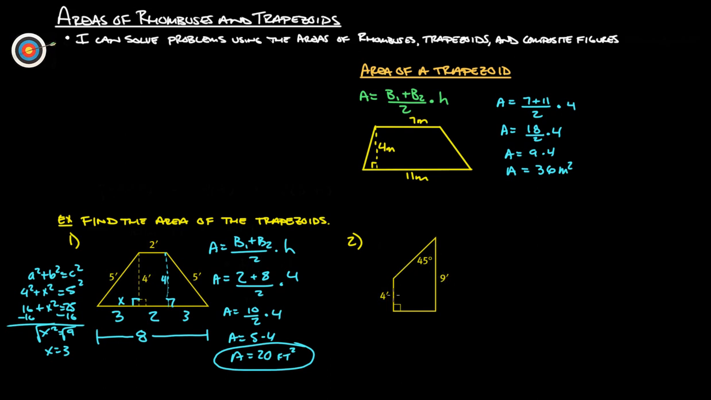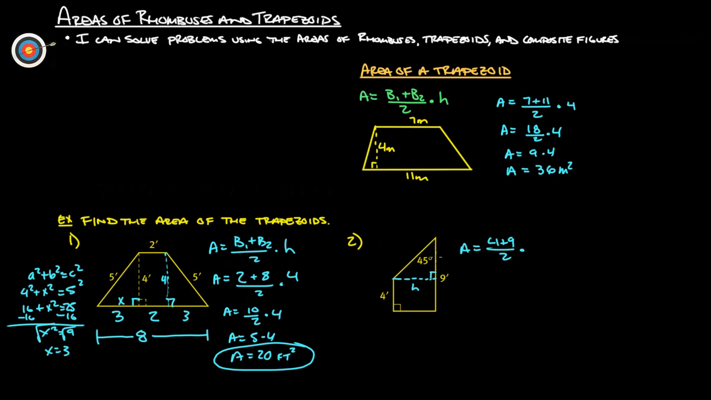So 45, this is 4, this is 9. So we need to figure out what this height is right here. If I'm going to take this, picture it, tip it over so that this is the bottom and this is the top, the area is going to be the 4 plus 9 divided by 2. Now we just got to figure out what this height right here is. That's going to be our height.